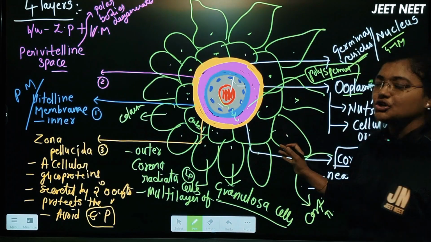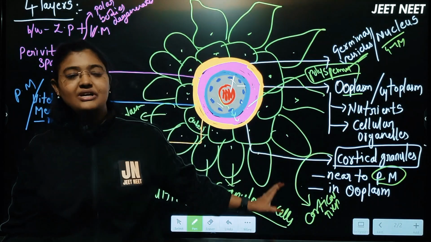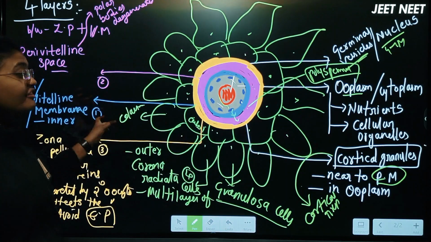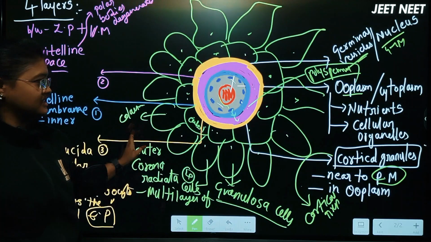This is about the structure of the ovum. I hope you understand the structure of the ovum. Every point of NCERT and beyond NCERT we have discussed here now.